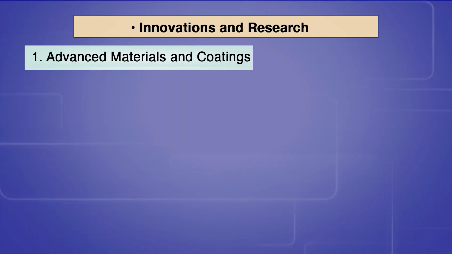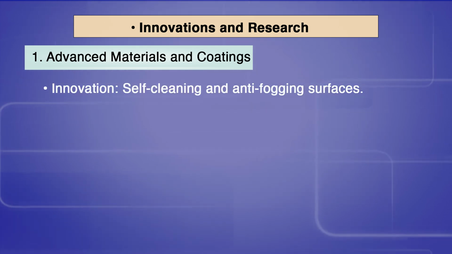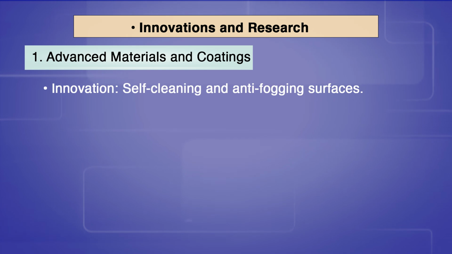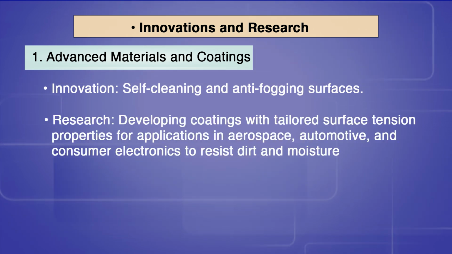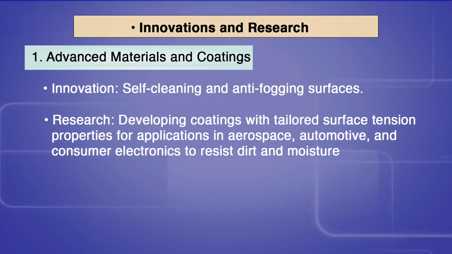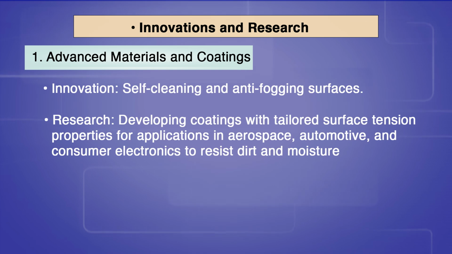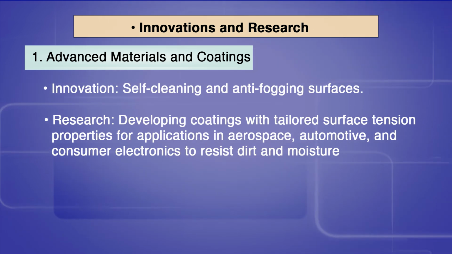So, the first one is advanced materials and coatings. Innovation is in self-cleaning and anti-fogging surfaces, we know all about that, and research is developing coatings with tailored surface tension properties for applications in aerospace, automotive and consumer electronics to resist dirt and moisture.